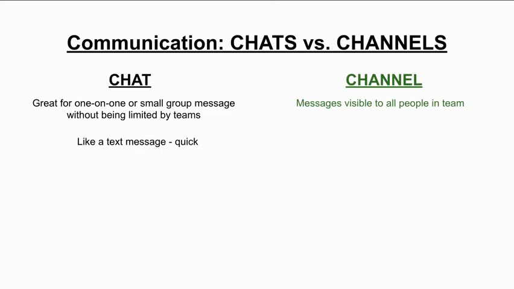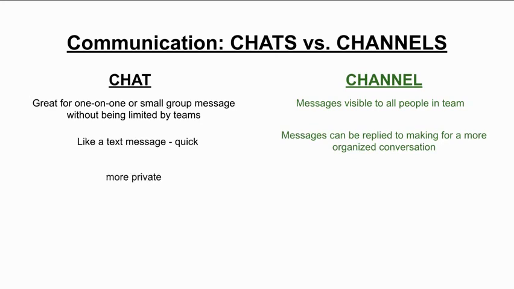Chat messages are like a never-ending text message chain. However, messages in a channel can be replied to, making them more organized. So rather than a stream of consciousness like you get in a chat, channels are actually grouped and nested based on different topics or different resources. Chats might be more private because you're going to be communicating with a specific person or a few people at one time. Channel messages are much more public.